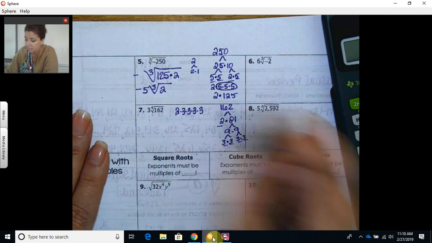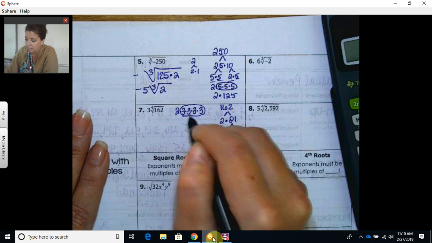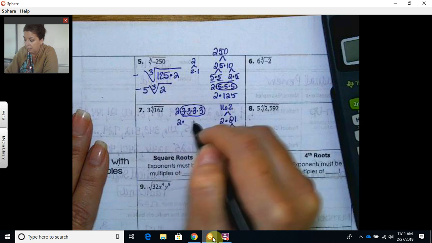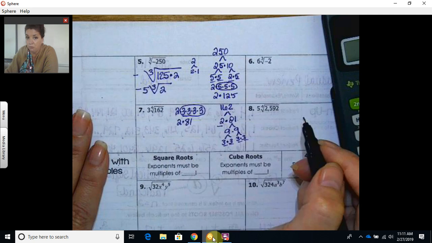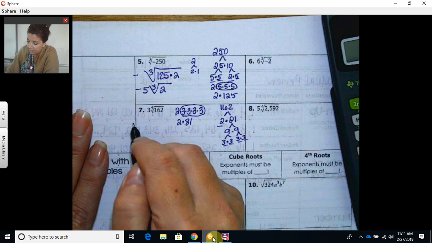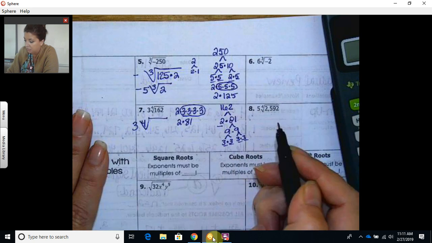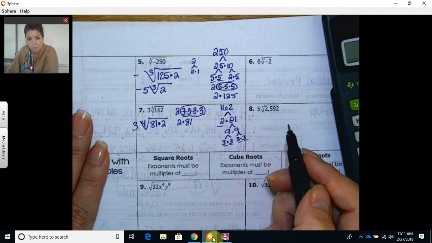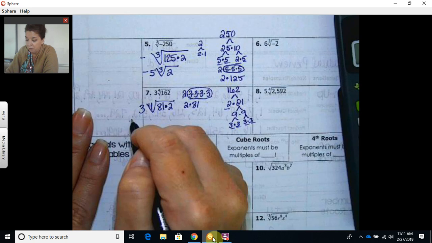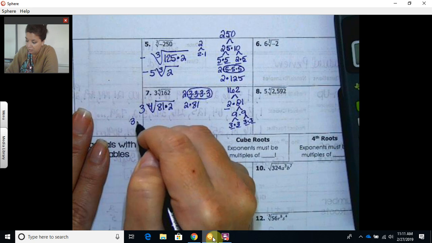Yes. So all of those 3's together, if I multiply them all together, I get 81. So 81's a perfect fourth, right? So that's 3 times the fourth root of, instead of 162, I will substitute that with 81 times 2. There's already a 3 out there, so I'm going to multiply 3 by anything that I take out. What's the fourth root of 81? 3. So I'll multiply those together.